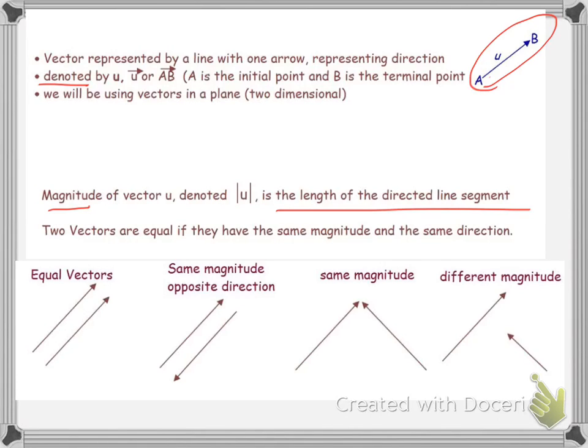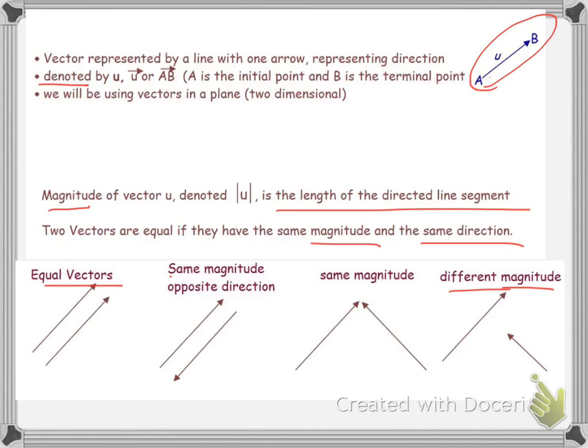The magnitude measures the length of the directed line segment. And then here, two vectors are equal only if they have the same magnitude and the same direction. So here are some examples. I have some equal vectors here. They're the same direction, same length. These vectors are not equal because although the magnitude is the same, the directions are opposite of each other. These two have the same magnitude, but different directions, and the directions aren't related. And then these two have different magnitudes.